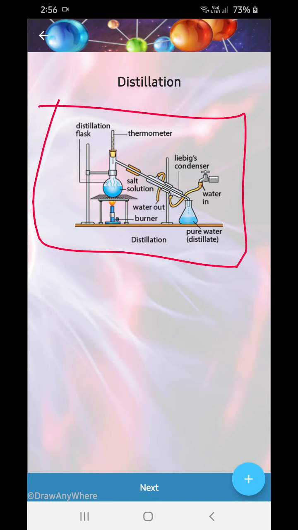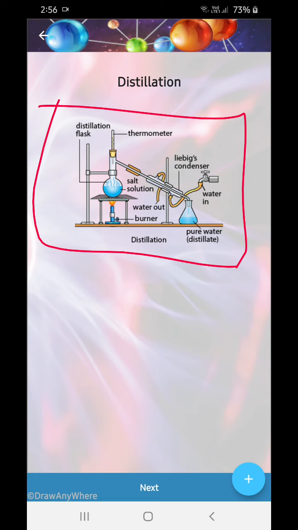See, the salt solution is taken over here and the burner is heated. Through heating, all the salt is left behind, and you can see the water evaporating and changing into gas, water vapor. A thermometer is kept to check the temperature. This is the special flask, known as the round bottom flask or the distillation flask. Next, the water vapor is passed to the Liebig's condenser.